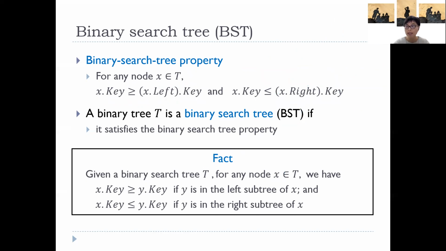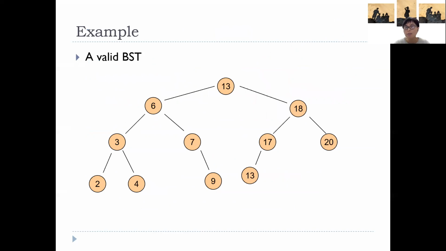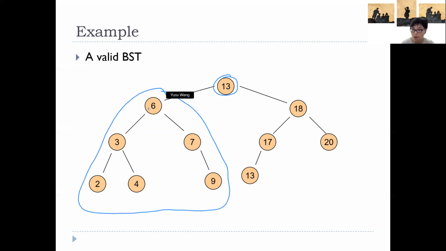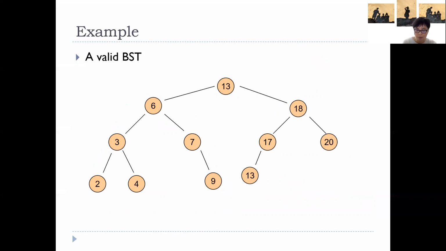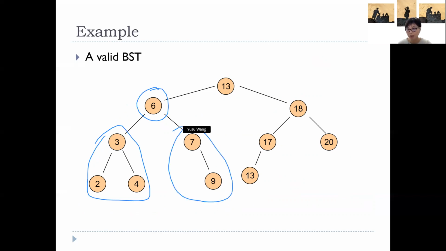Okay, so let's look at an example here. So this is a valid binary search tree. So for example, consider the root 13. Clearly 6 is smaller than 13, but 18 is bigger. And in fact, all the numbers stored in the left subtree are smaller than 13, while everyone stored in the right subtree is bigger than 13. Okay, and you can verify this holds for every node. For example, same for 6. 6 is bigger than everybody in the left, while 6 is smaller than everybody in the right. Okay, so this binary search property holds for every node.